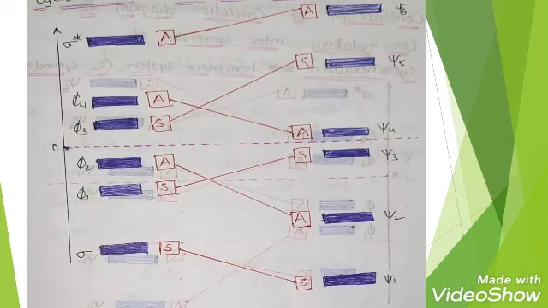Correlation diagram for disrotatory conversion of cyclohexadiene and hexatriene system. This is a correlation diagram for disrotatory interconversion of cyclohexadiene and hexatriene system.